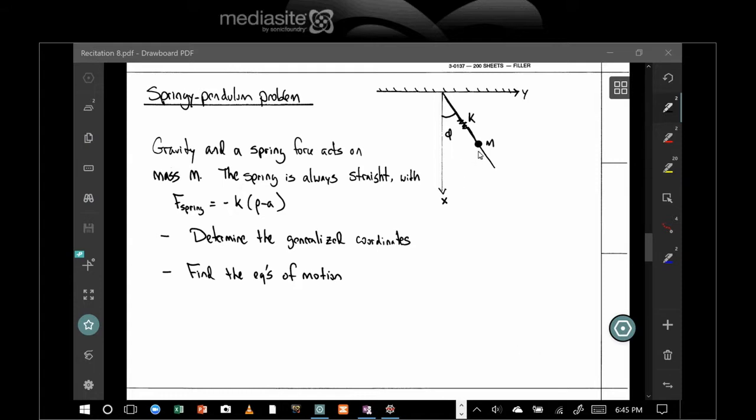So what I have is a pendulum. I have a mass attached to a spring, and the mass can oscillate in this direction and rotate in this direction. Basically there's a restoring force due to the spring, and gravity acts on the mass. One constraint: we say the spring is always straight, so it doesn't bend or curl or anything weird like that. So what I want to do is find the equations of motion and get a differential equation. Okay, so let's do that.